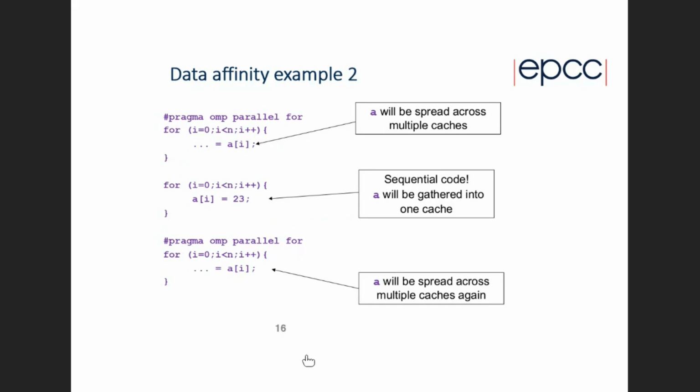So, another example here. This is where I have a parallel loop that reads. So the ith iteration reads the ith element of an array A. And then I have a sequential loop. So this one is not parallelized. That writes values into A. And then we have another parallel loop, or it could be just the same one again, which reads A.